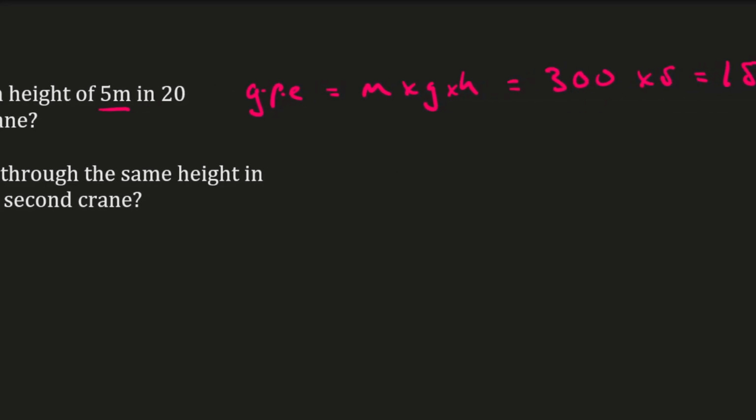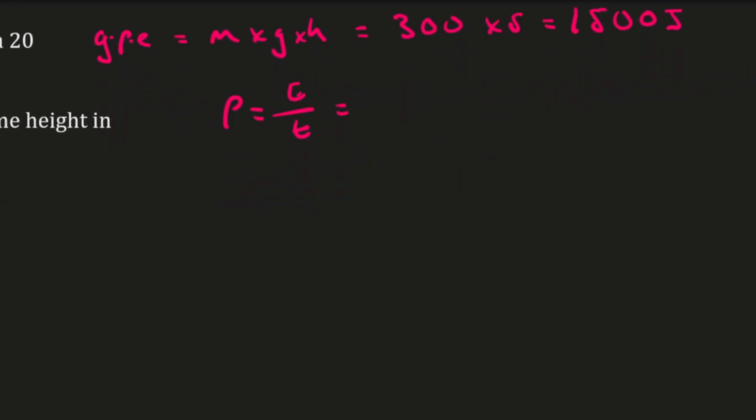And so we know from our equation, power equals the energy transferred or the work done divided by the time. And so the energy transferred was 1500 joules. And we want to divide that by the time taken of 20 seconds. And so you should get a total answer of 75 watts. Or you could also put 75 joules per second, and both of those would be correct.